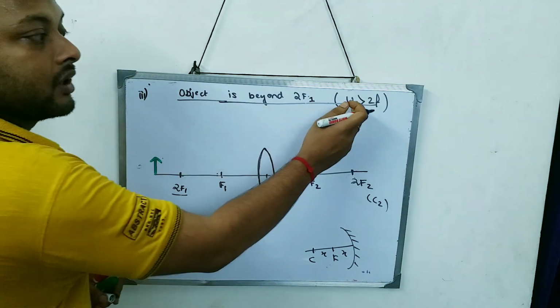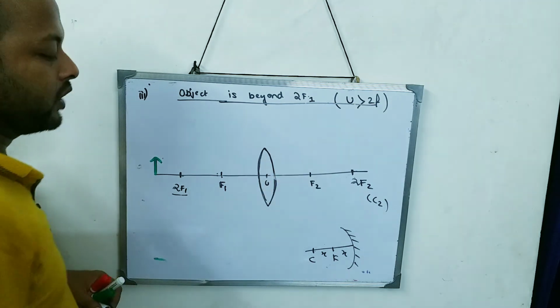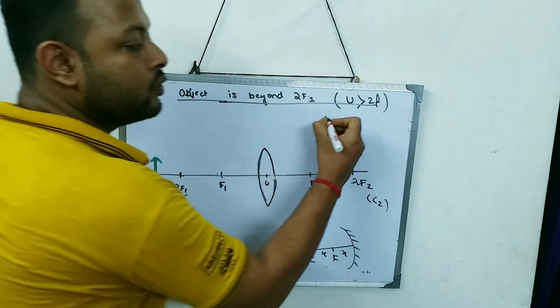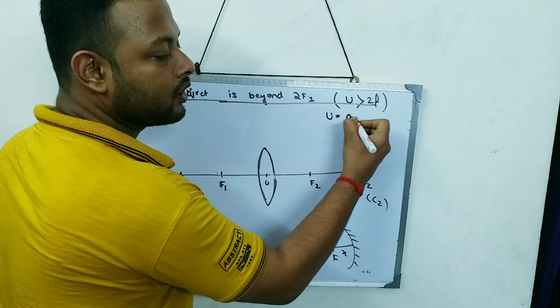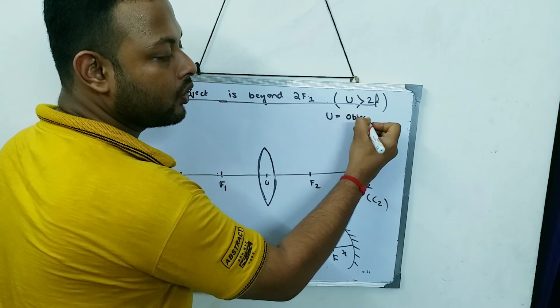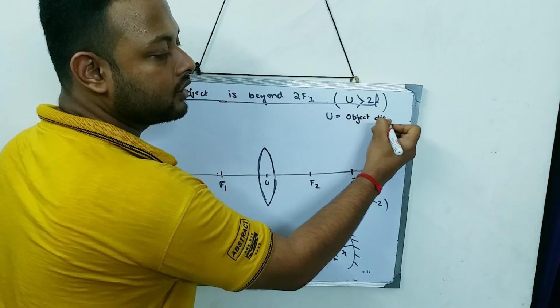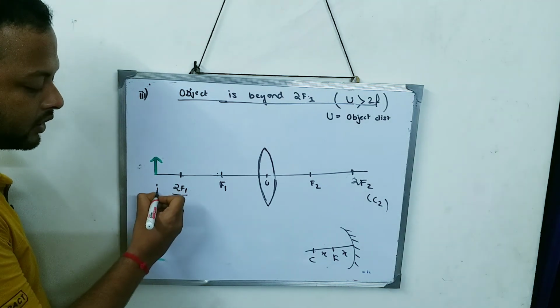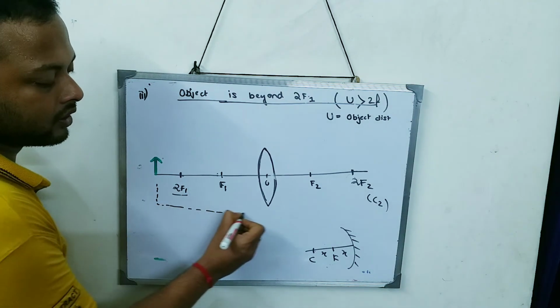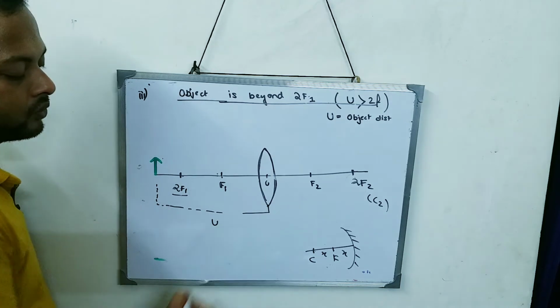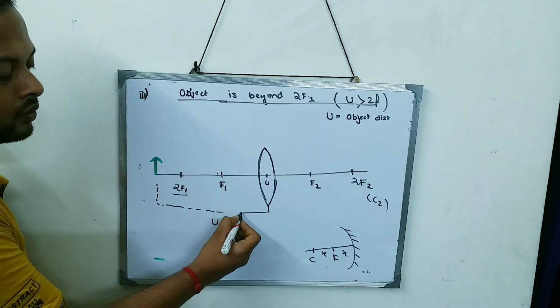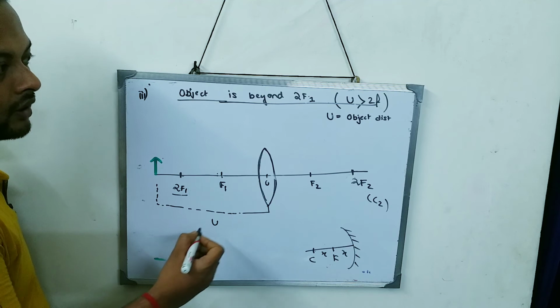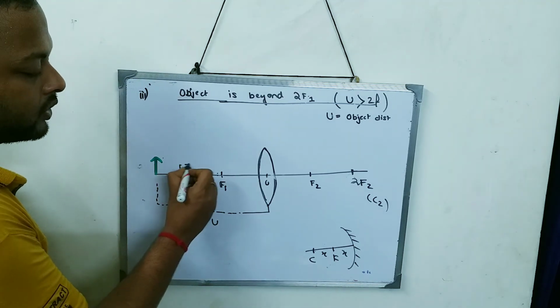Now look at this statement. u is greater than 2f1. What is u? u represents the object distance. So from here to here, from the optical center, this is u. Now you can see this u, and what is 2f1? From here to here is 2f1.